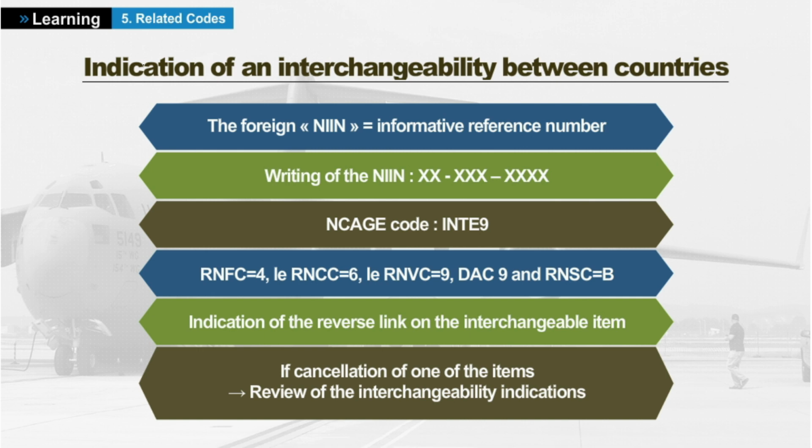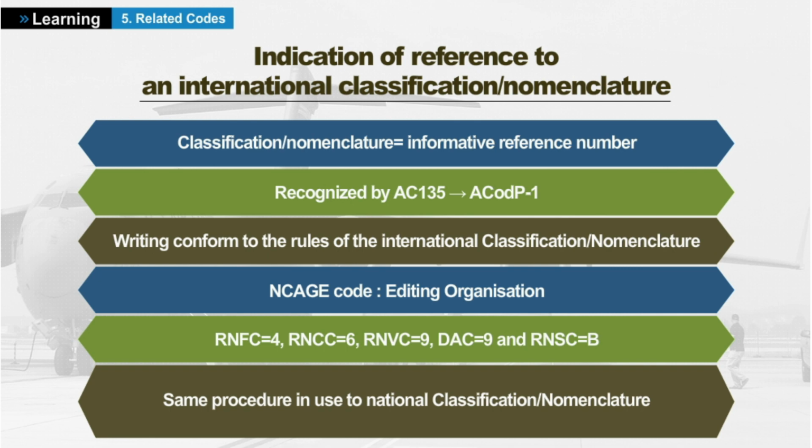In case of item cancellation, it is necessary to review the existing interchangeability indications. When an item of supply refers to an international classification nomenclature supported by AC 135, this information is recorded as follows. The International Classification Nomenclature is recorded in the files as informative reference number against the National International NSN. The numbering structure should be in accordance with the rules of the International Classification Nomenclature. It is accompanied by the NCAGE of the editing organization. The reference is coded as follows.